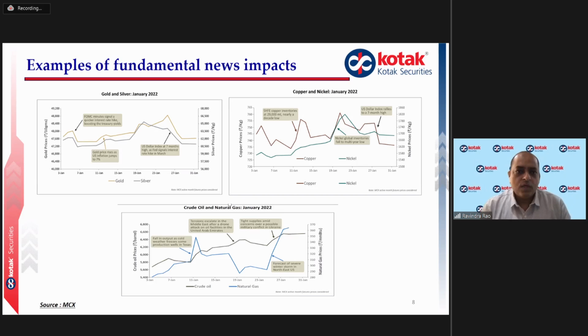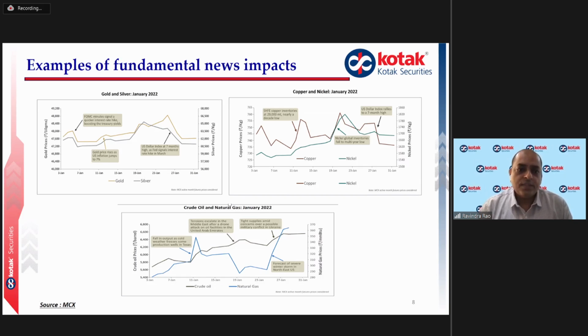Now, in case of gold, in the first box, if you see, the yellowish line is gold and the other is silver. Gold and silver normally move together, so the same news has the same impact on both commodities. At the start of this year, FOMC minutes signaled a quicker interest rate hike, and that boosted the treasury yields, and because of that, gold prices came down.